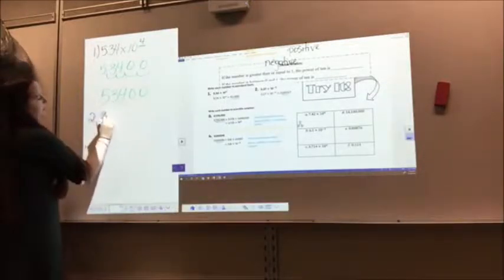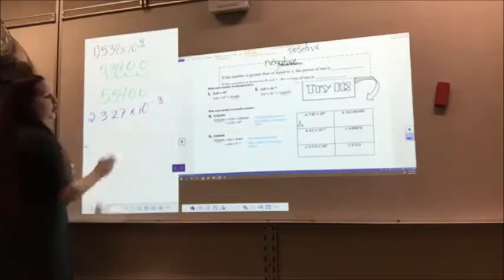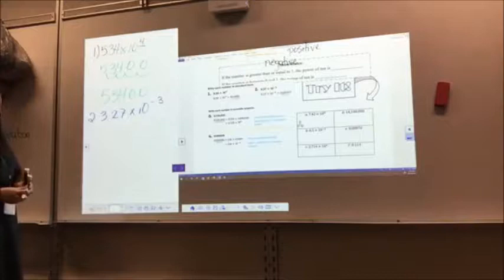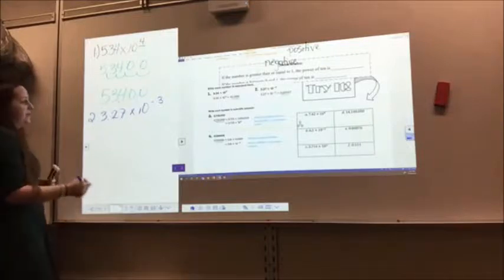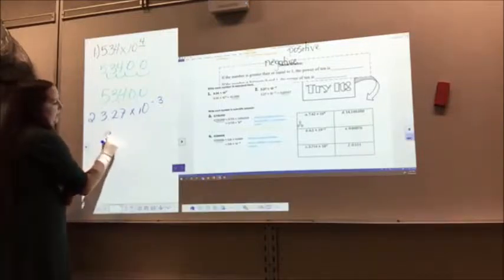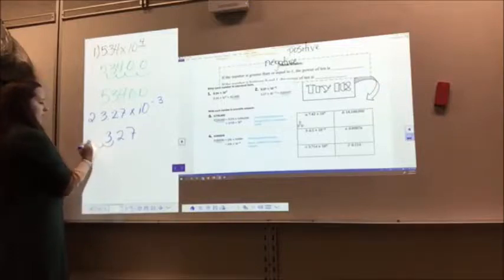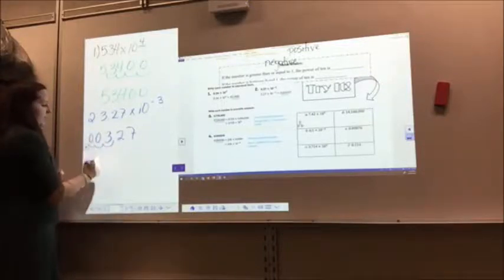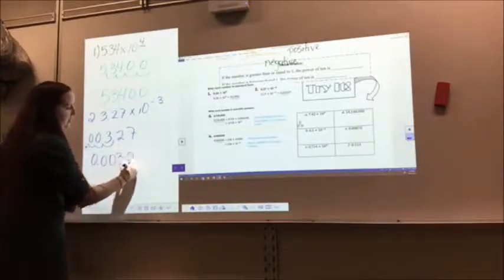Number 2, again, I want to write it in standard form. So I have 3.27 times 10 to the negative third. This time, because I'm going to have negative exponents, I'm going to the left because I'm writing in standard form. Again, I just want to write my number, and I want to move my decimal 3 spaces. 1, 2, 3. Again, I add 2 zeros here. So now I have 0.00327.